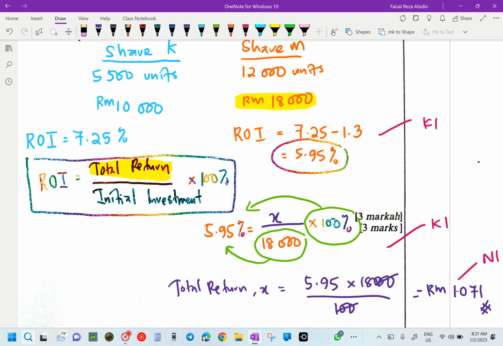How to find our total return? First of all, for my advice, after you read the situation given in the question, take out the information. You are not reading a novel here. Okay?